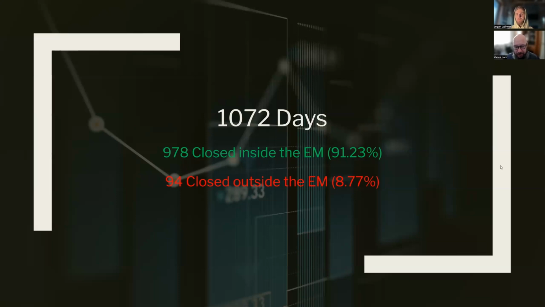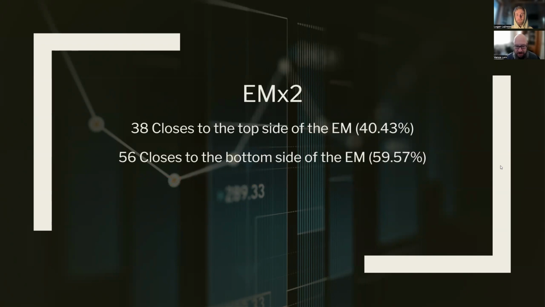This is where things get very interesting, though, with that top-bottom skew. You'll see that when we reach this level, there's more closes to the bottom side of the EM than the top. The numbers have switched. Only 38 times did it break and close to the top side of the EM, as opposed to 56 times it closed to the bottom.